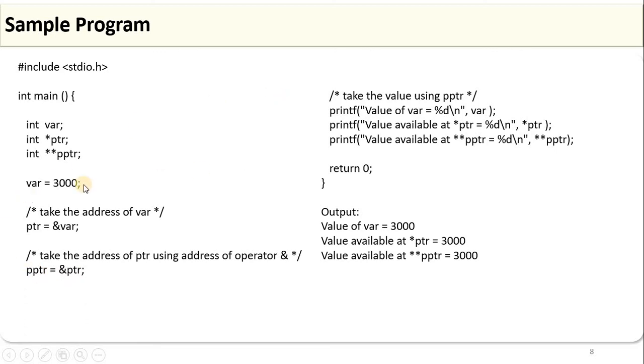Then to access the value 3000, if I say var, I will get 3000. If I say *ptr, I will once again get the value 3000. But from pptr, if I want to get the value 3000, I should say **pptr, because it's a pointer to a pointer, so I have to have multiple indirections. That's why I'm using an extra asterisk, **pptr, to give the value 3000. That's why the output is 3000 here.